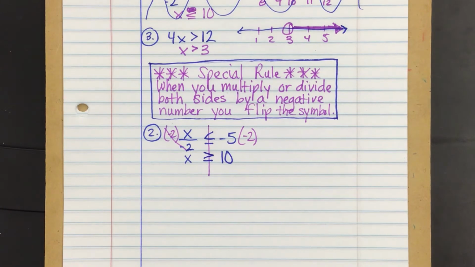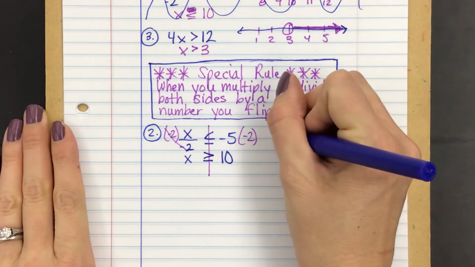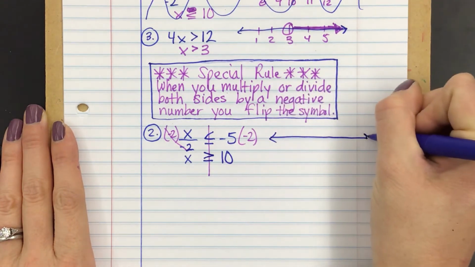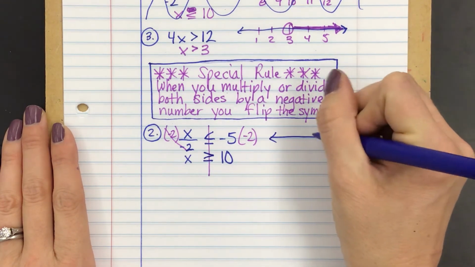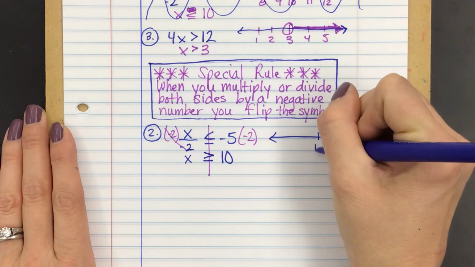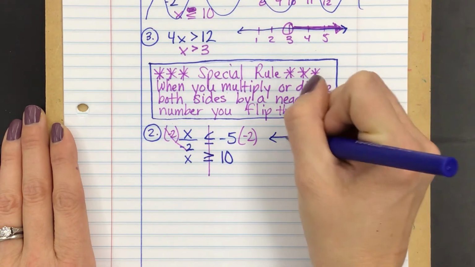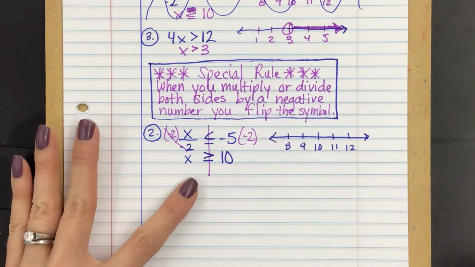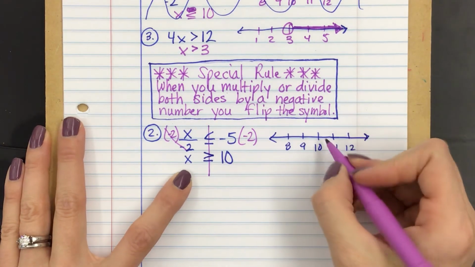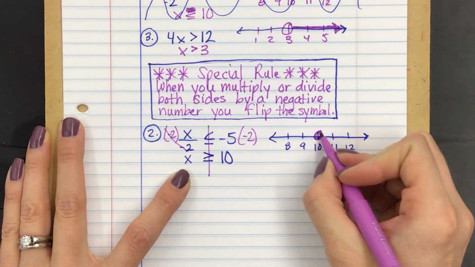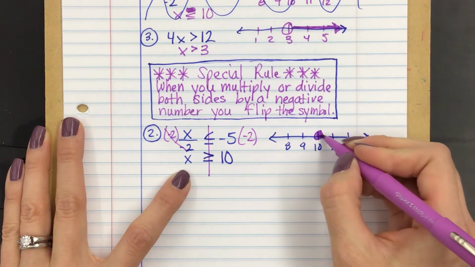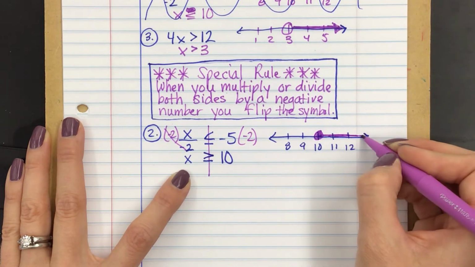Okay. Now we can graph this. And we're saying that it could be 10, so I'm going to fill in that circle, or it could be anything greater than 10. I'm going to shade it this way.